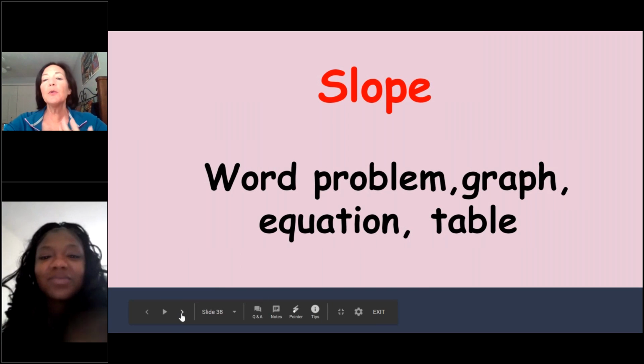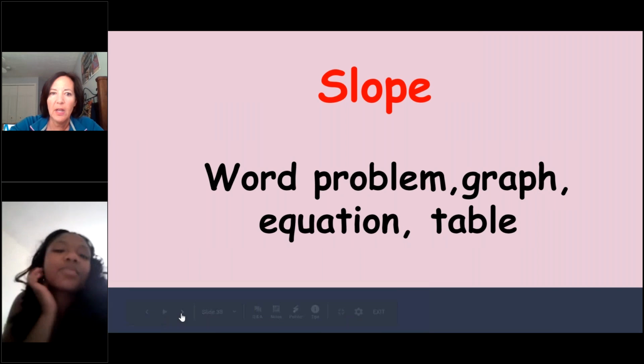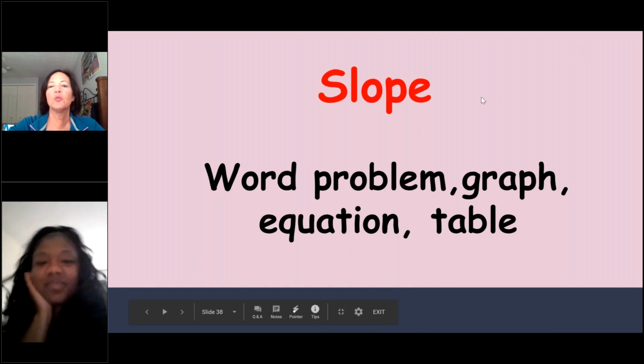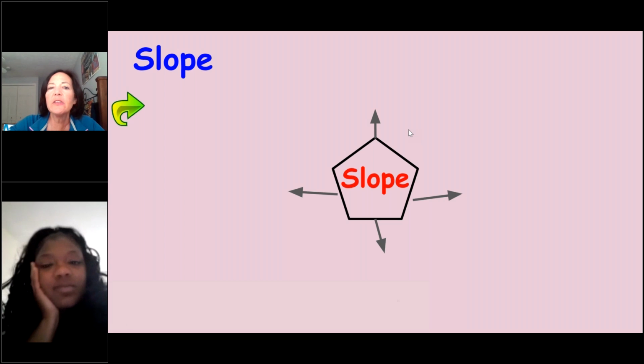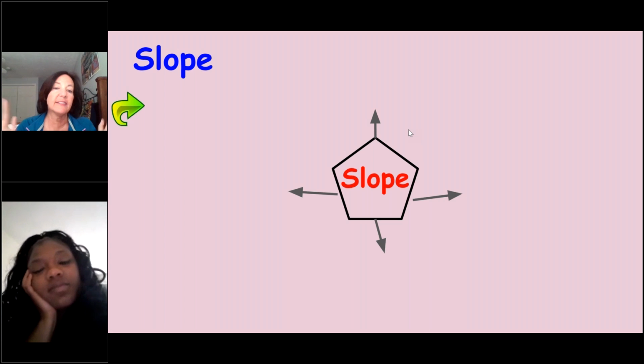Okay. So now we're going to talk about slope. And slope, whether it's a word problem, a graph, an equation, or a table. And this is another one of those note pages. So like I said, when I get it all put up there, you can take a picture of it, or this would be something to write down for notes and to hang on to while you're practicing, okay?